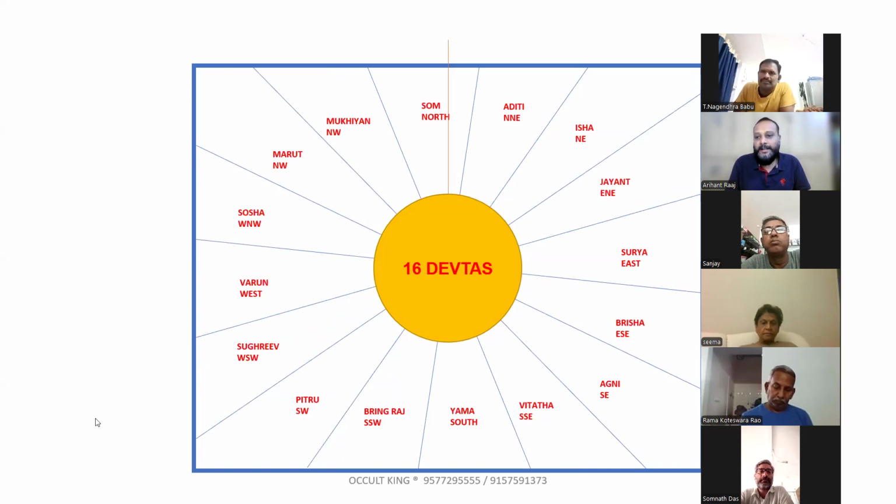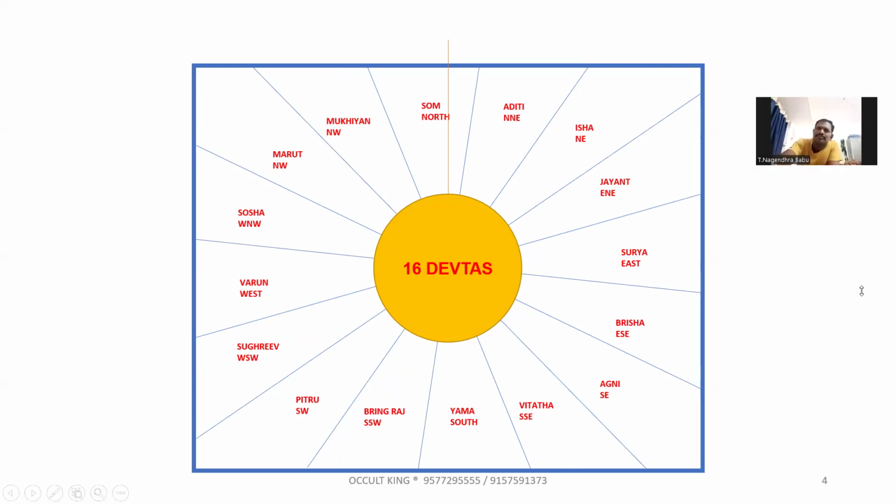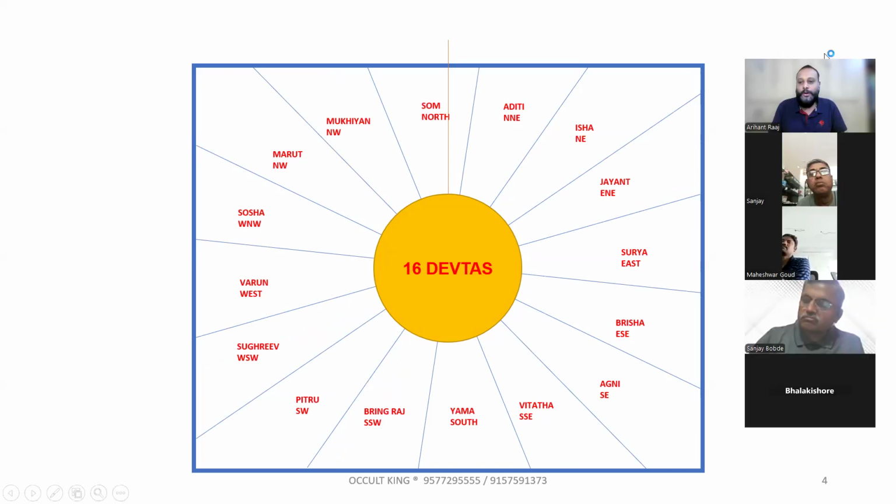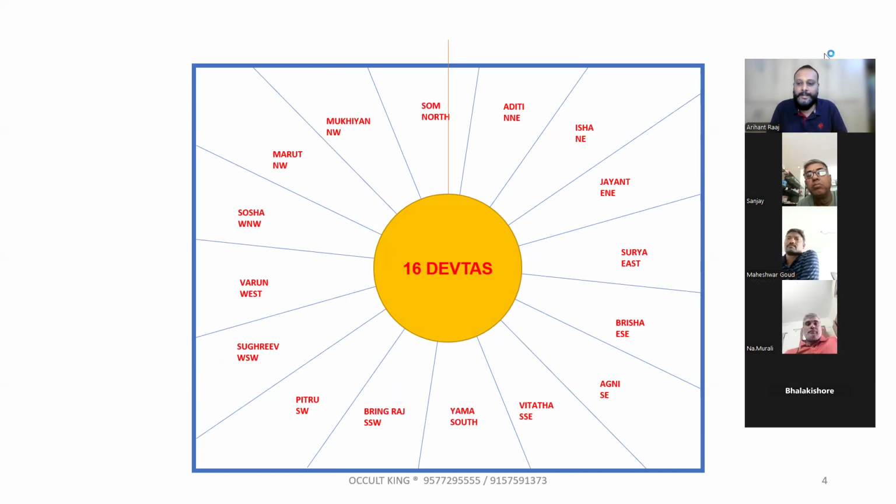So after the 8 directions, we have another 8 directions. They are called zones. For each and every zone, there is a devata which is responsible. Okay, now let us start with the north devata.